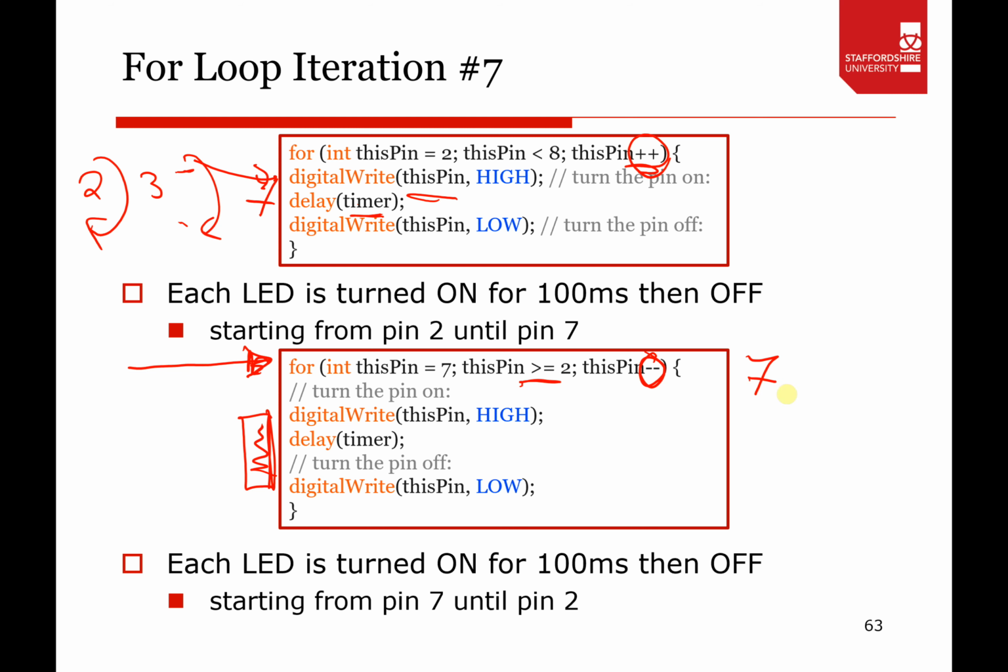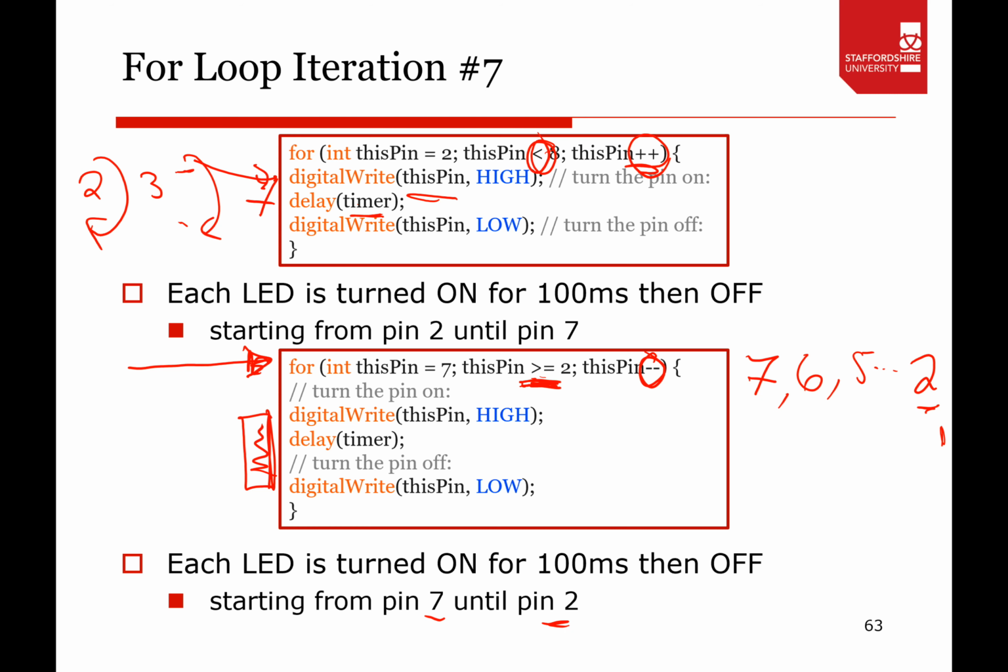So it starts off at 7, it decrements to 6, decrements to 5, all the way until it gets to 2. This time it's a greater than or equal to, not less than as it was with 8, so it stops there. It won't get to 1. Again, we will set the particular pin high for 100 milliseconds and then low, starting from pin 7 and then till pin 2.